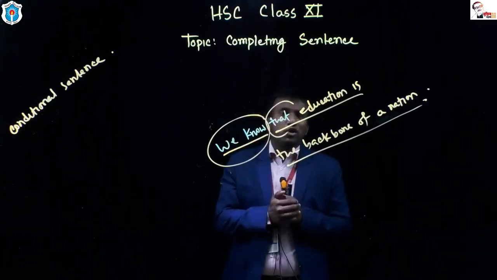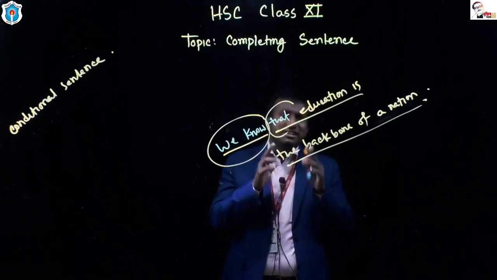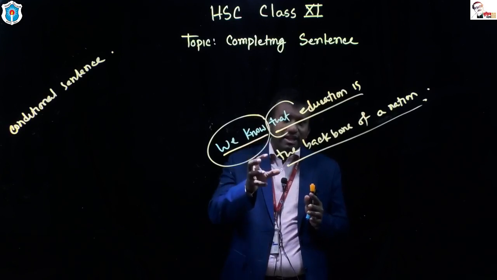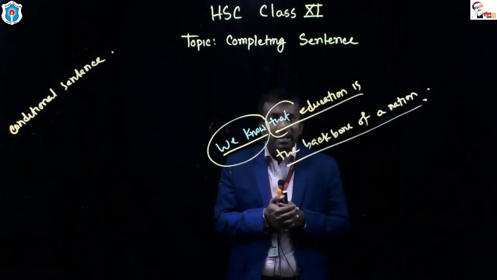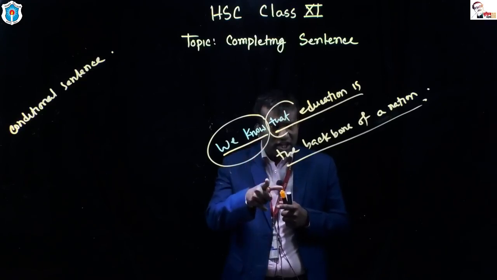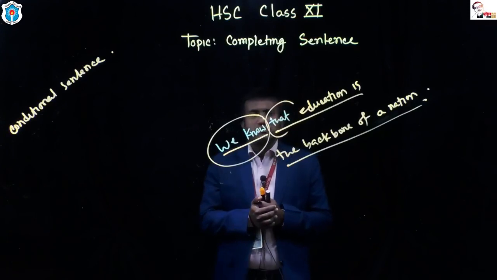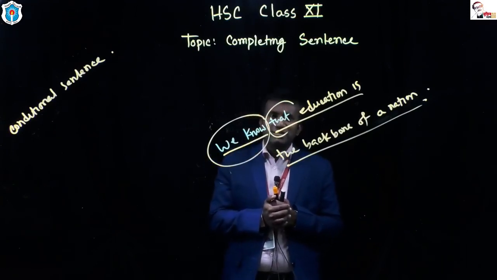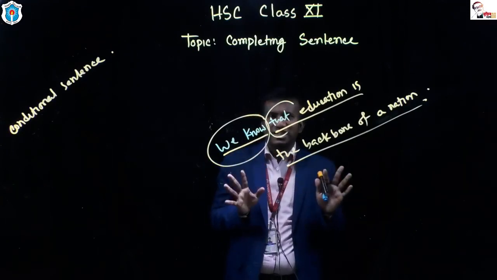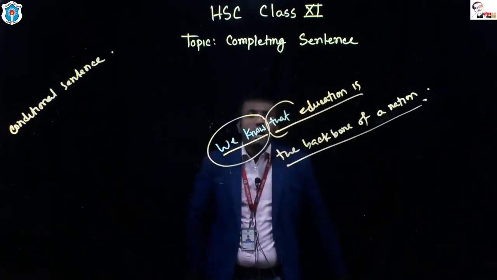Okay, so if you get one principal clause and one subordinate clause in a sentence, this sentence will be called complex, and a complex sentence must contain one conjunction, and this conjunction is used in subordinate clause. So principal clause is free from conjunction, but in subordinate clause we must use a conjunction.